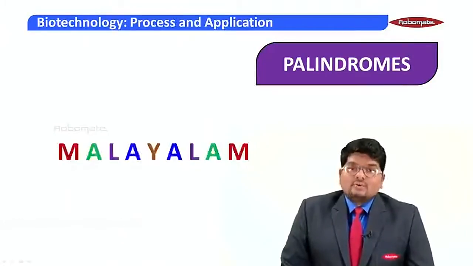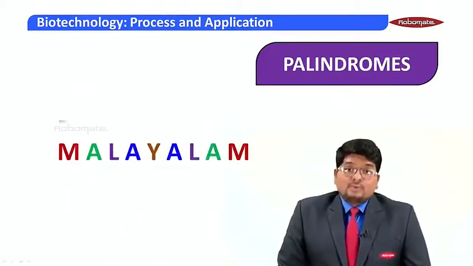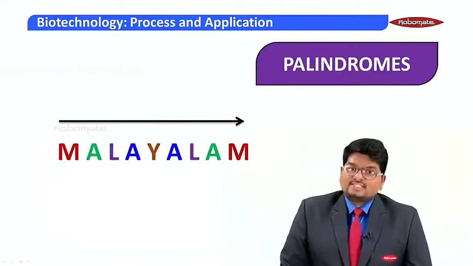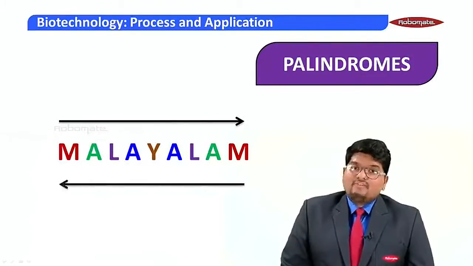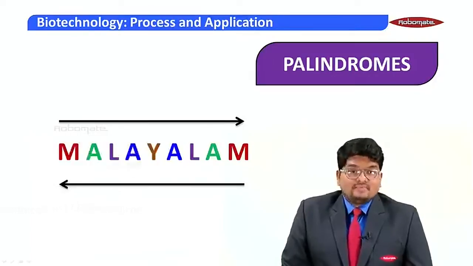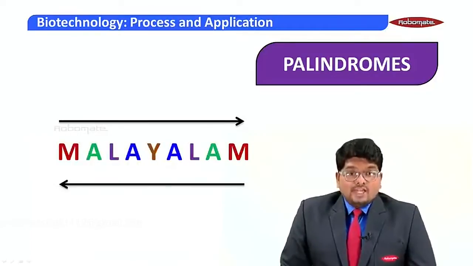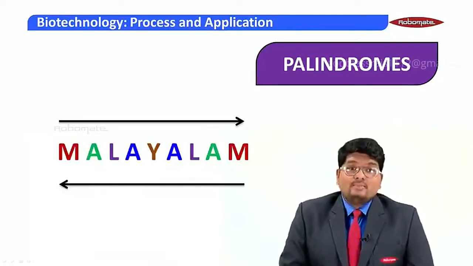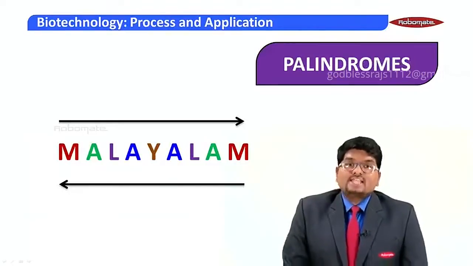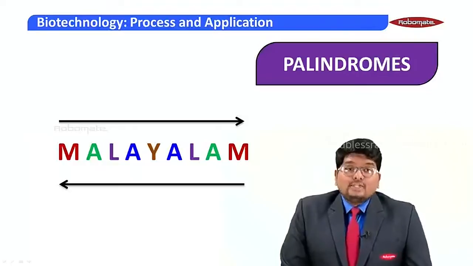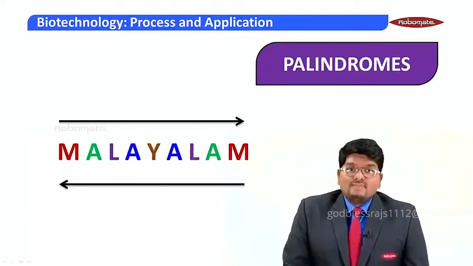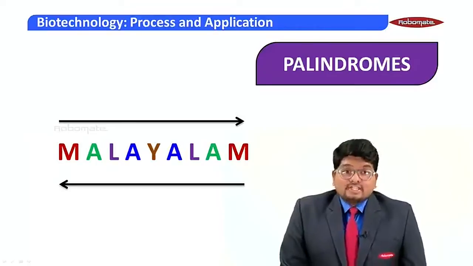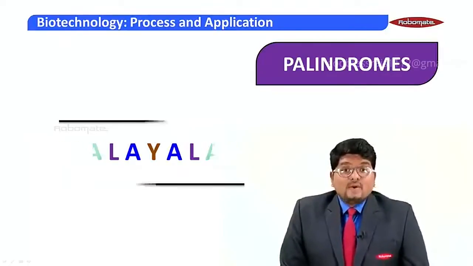Here I have a word, Malayalam. Can you see that Malayalam, when read from left to right, is still Malayalam, and when it is read from right to left, it is still Malayalam? So when a word or a term reads the same in both orientations, it is termed a palindrome, or when the reading frame is kept the same, it is termed a palindrome. And our recognition sites are also palindromes.